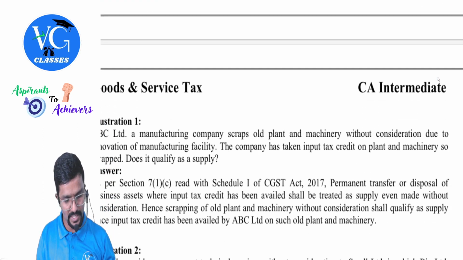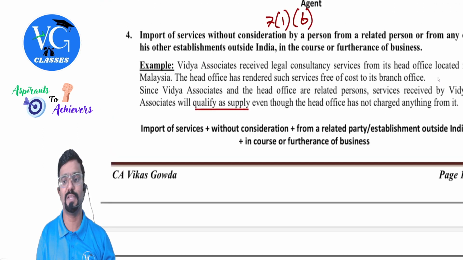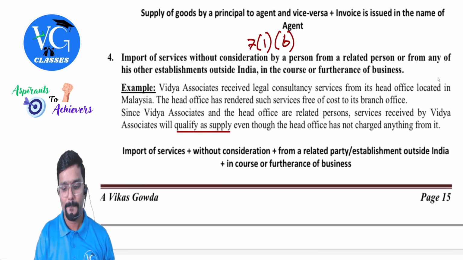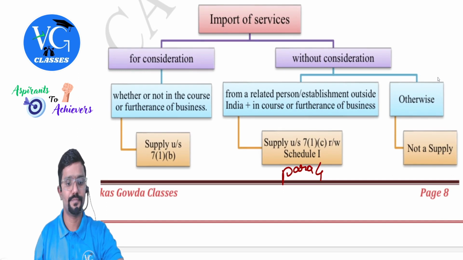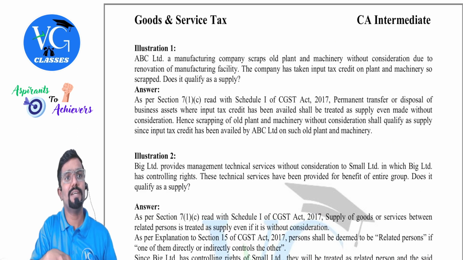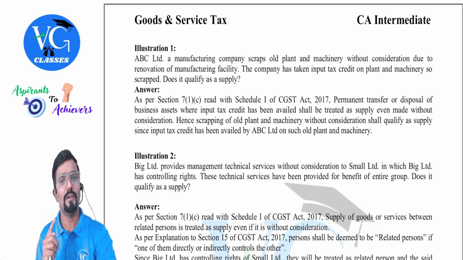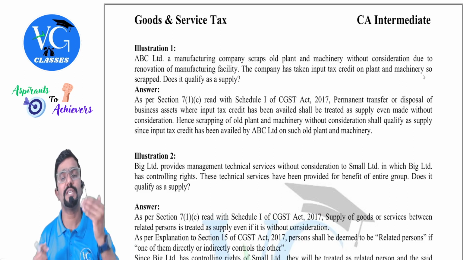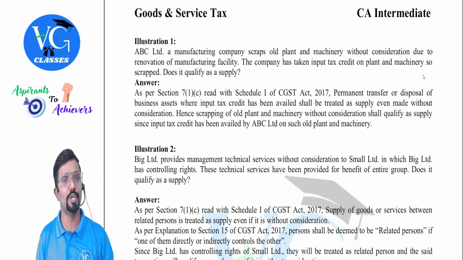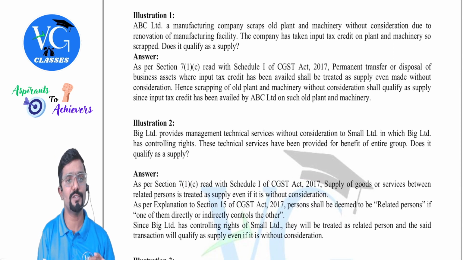Just a minute. Is there anything else left? Illustrations are there, which we will see after the break. Take down this. Yes, students. We have covered section 7, subsection 1 and schedule 1. On that, we have some illustrations which I have given in the provision book under schedule 1. We'll just go through them, then we'll also solve the questions.